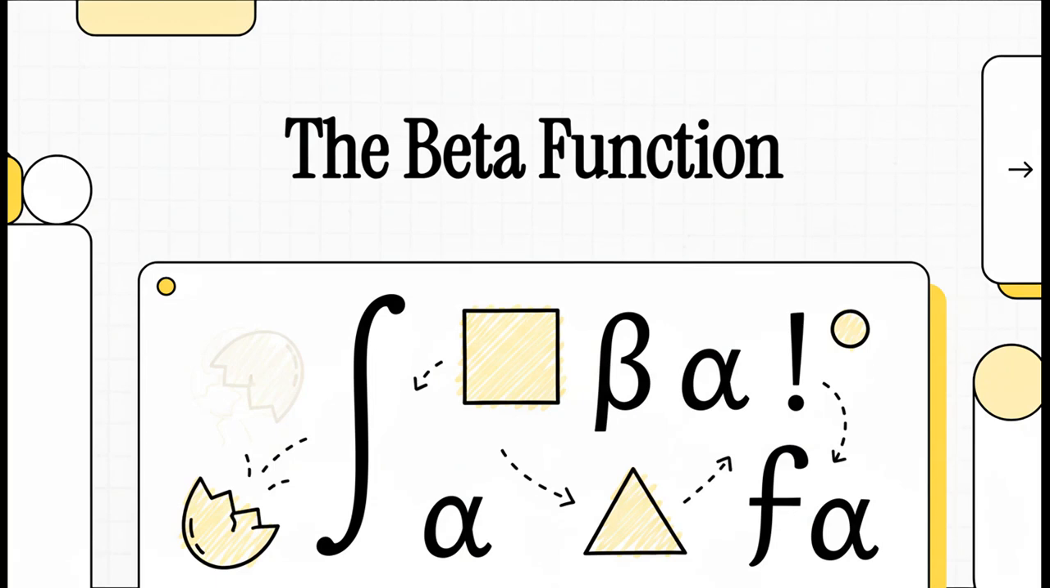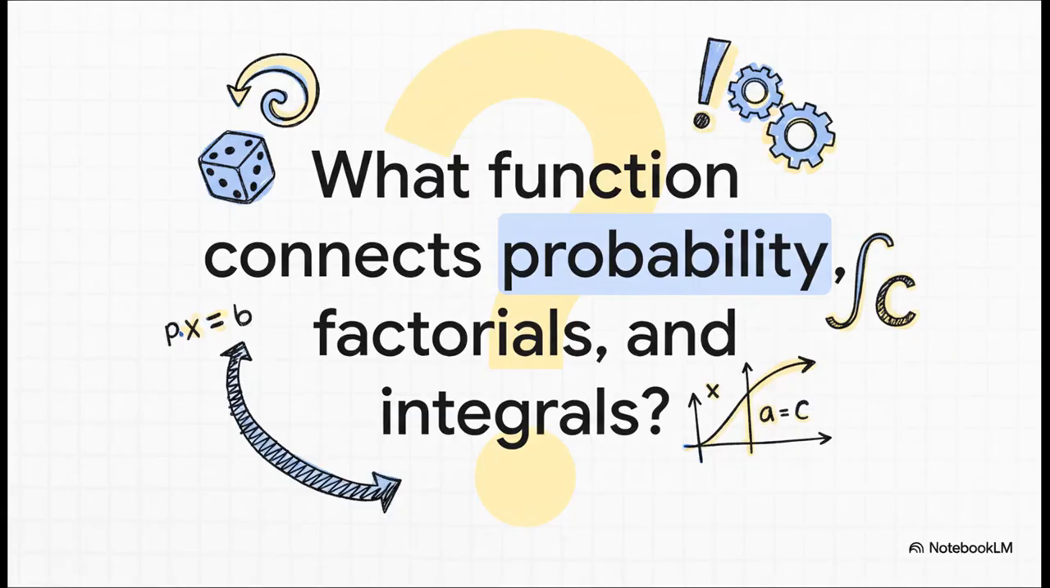Today, we're cracking open a really fascinating and honestly, a kind of mysterious mathematical tool, the beta function. So let me just kick things off with a question for you. What if I told you there was one single mathematical function that secretly connects things like probability, factorials for counting, and even helps solve some seriously nasty integrals? It sounds like it would have to be some kind of mathematical Swiss Army knife, right?